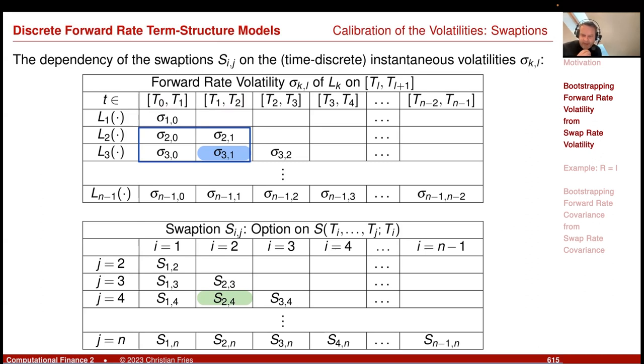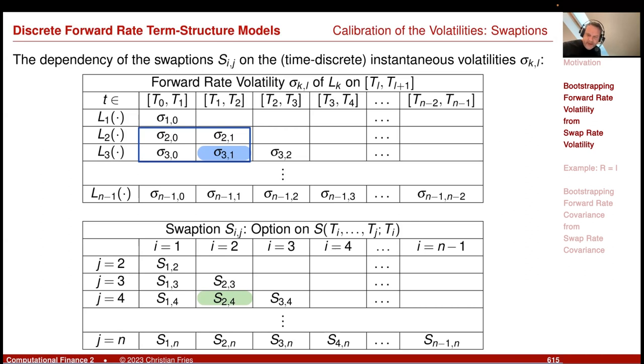So I would like to now follow this bootstrapping algorithm. On the outside, we go from left to right. We step over the A, over the different times. And on the inside, we go from up to down. We step over the B, actually the B minus one. So this here is the sigma corresponding to the step from TA minus one to TA for the forward rate L B minus one. So this four here is the B.